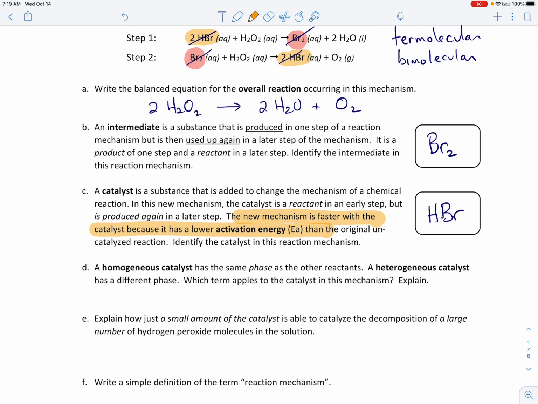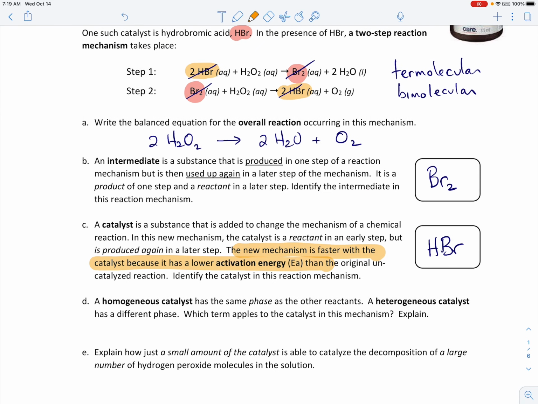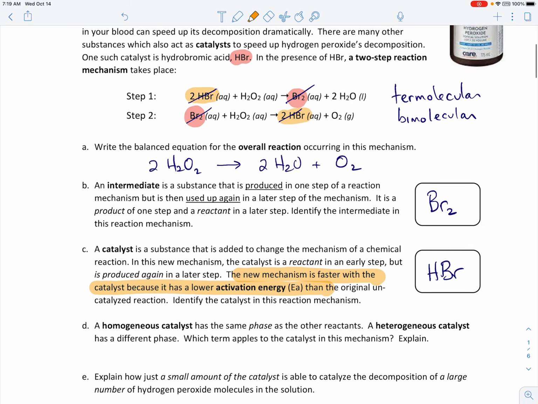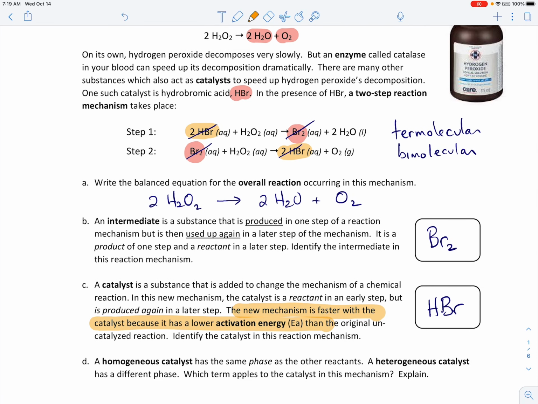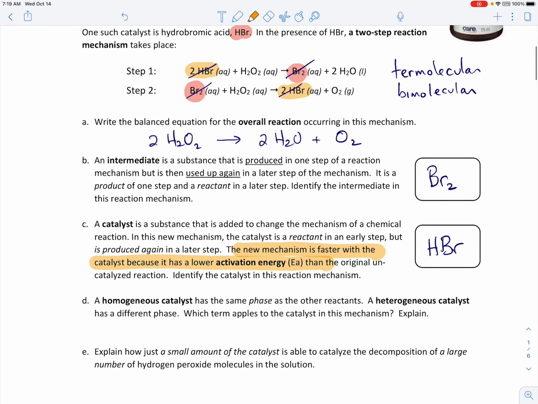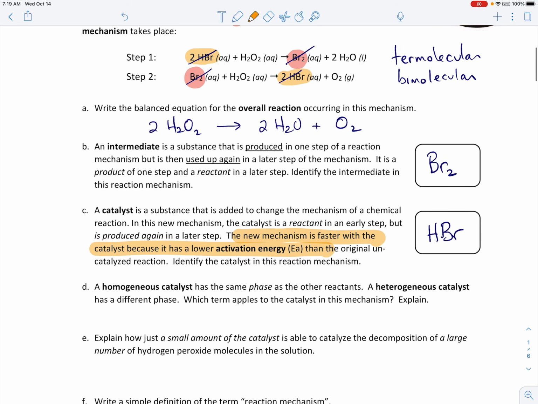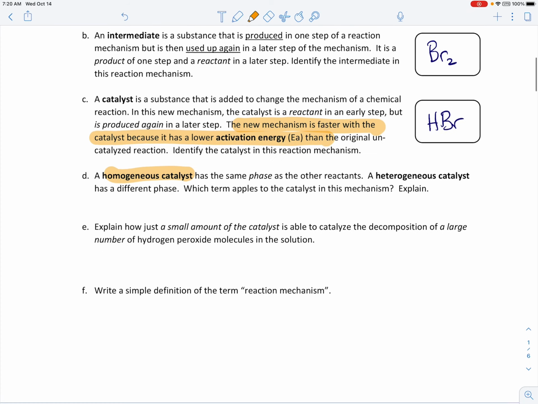Now, catalysts can be homogeneous or they can be heterogeneous. They're considered homogeneous if they're the same phase as the other reactants. Remember, the prefix homo means the same. In the original reaction, the hydrogen peroxide was aqueous, and our catalyst is aqueous. So because the catalyst and the hydrogen peroxide were both aqueous, this is going to be a homogeneous catalyst because they're the same phase. If you put a solid catalyst in with an aqueous reactant, then now because they're different phases, that catalyst would be considered a heterogeneous catalyst.